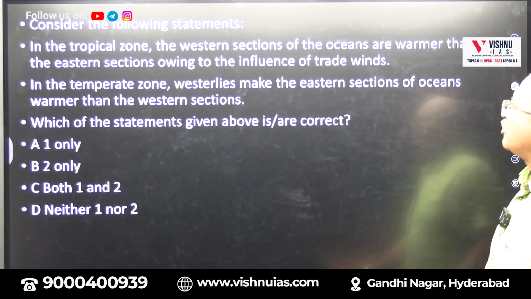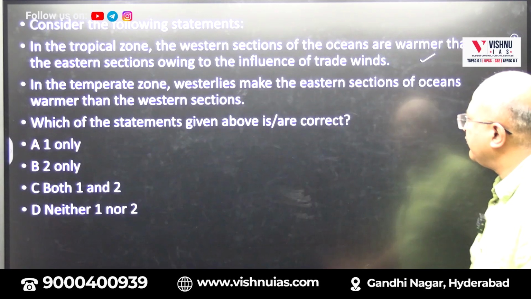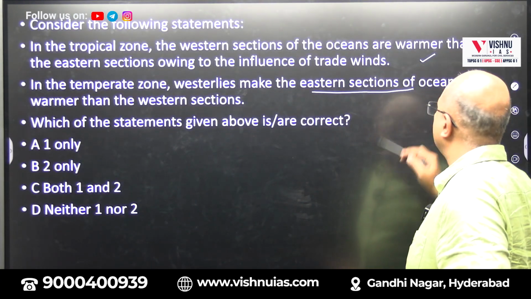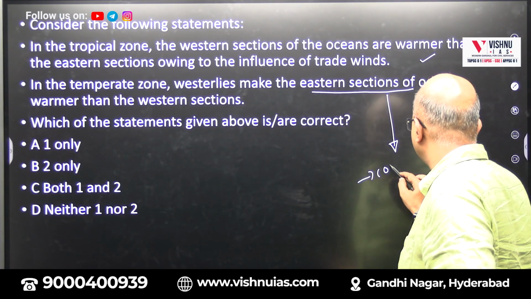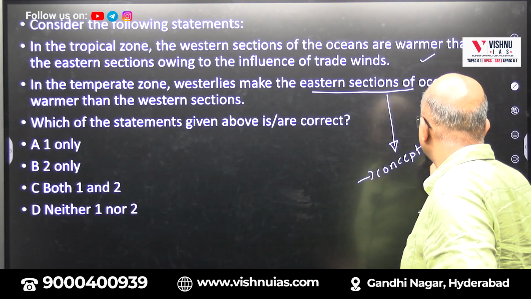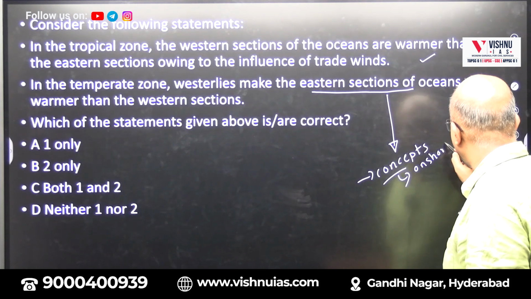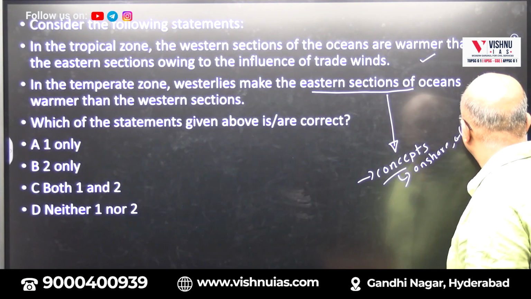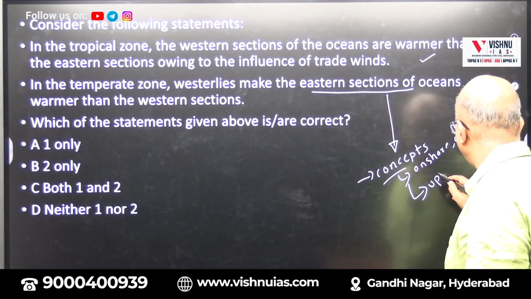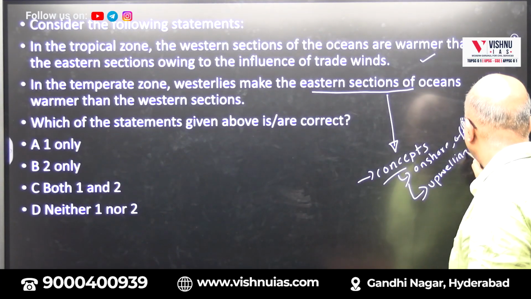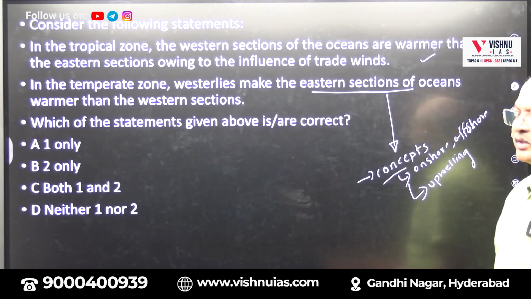Then, in the tropical zone, the western section of the oceans are warmer than the eastern section, and in the temperate zone, westerlies make the eastern section of the oceans warmer than the western. So this is completely based on the concepts about the ocean currents, onshore winds, offshore winds, and also about something called upwelling water, downwelling water, etc. So if you are good enough in this, then you can answer the statement very correctly.